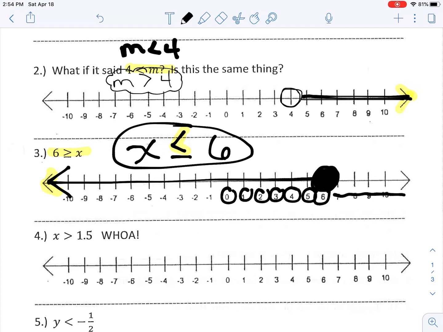So on a graph of an inequality, if you're reading the graph, you can quickly see that 7, 8, 9, and 10 are not solutions because they're not in the darkened part of the line. These numbers down here are the numbers of friends that you can invite to the party.